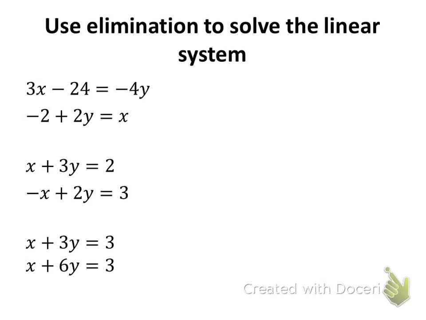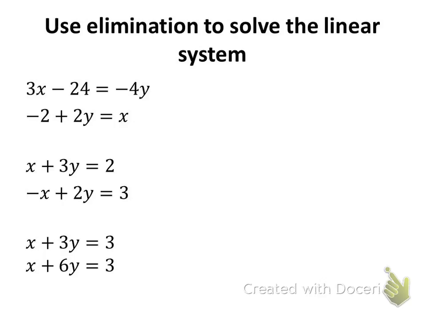So I look at the first problem here, but I notice an issue. Whenever we eliminate, we're adding and subtracting like terms. But in order to do that, my like terms have to be lined up, and this problem is not in the correct order. We need it to be x, y equals our number. A number is a constant, okay? So I look and I say, okay, the x is in the right space, but the negative 4y and the negative 24 need to be switched.